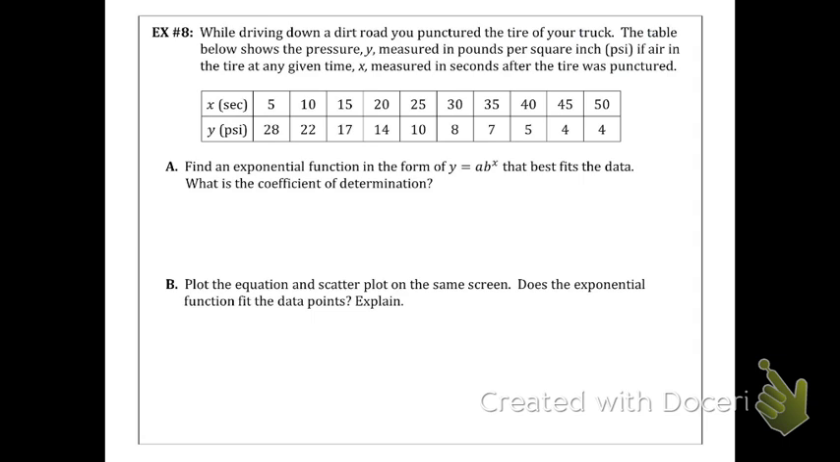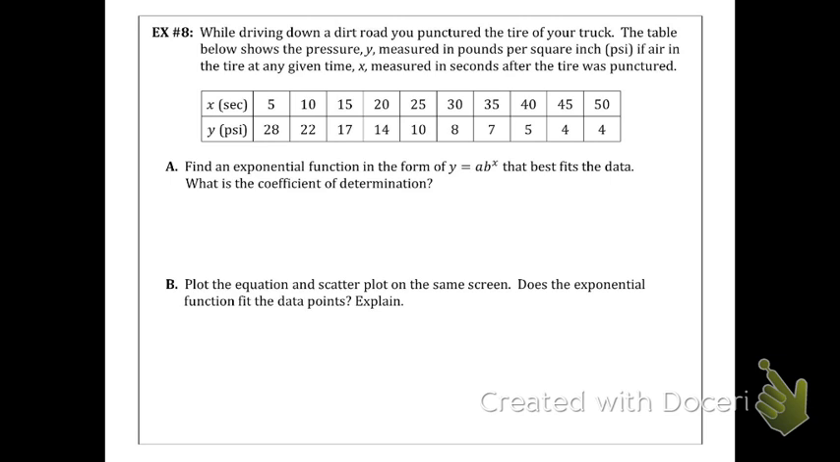All right, example 8. While driving down a dirt road, you punctured the tire of your truck. The table below shows the pressure Y, measured in pounds per square inch, PSI, of the air in the tire at any given time, X, measured in seconds after the tire was punctured. So put your data in your calculator, and then let's go answer the questions.